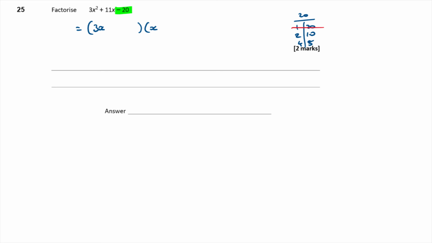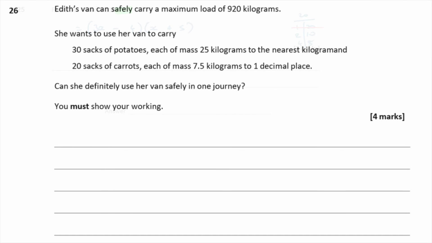Finally, I've got 4 and 5, let's try that. So if I put the 5 here and the 4 here, 3 times 5 is 15, take away 4, that does give me 11, okay? So if I put a plus this side, it's going to be plus 15, minus 4 there. That's it then, isn't it? 3x minus 4, x plus 5. Okay, that's it, factorized.